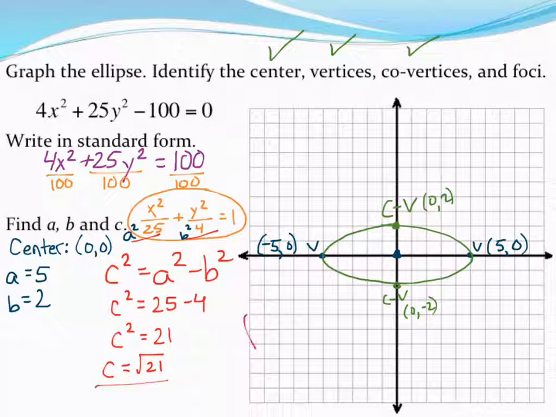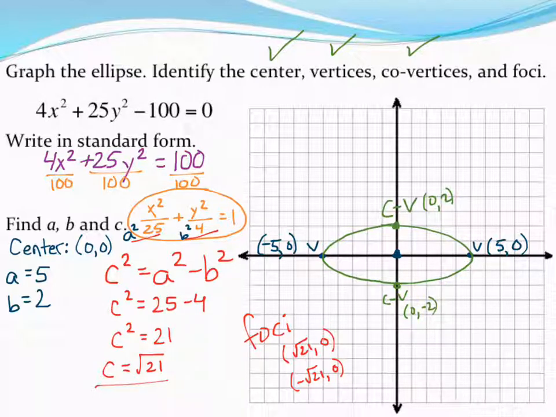The way that I would want to label these foci is that they're going to be along the major axis, whether that's vertical or horizontal, whichever one is longer. So I can see that I'm going to have to count up and down 0. I just need to know how far left and right from the center I need to count. Since our center was at 0, 0, I'm going to have to count the square root of 21 spaces to the right, and then up and down 0. And I'd have to count negative square root of 21 spaces to the left, 0. So there are my 2 exact values.